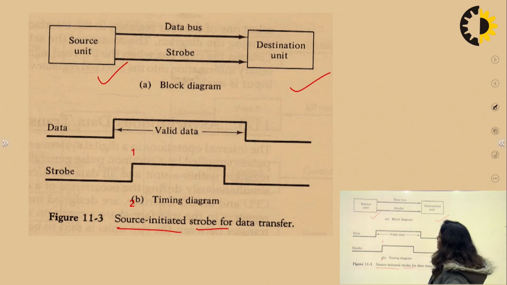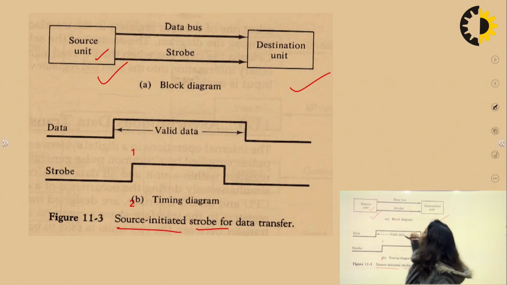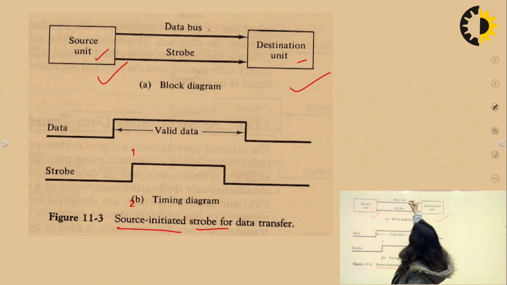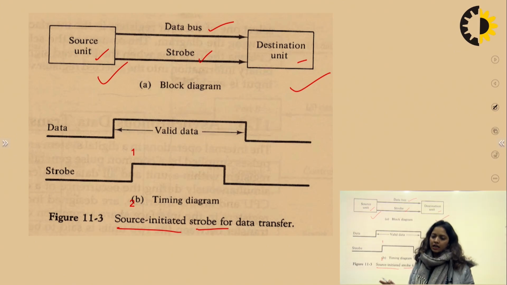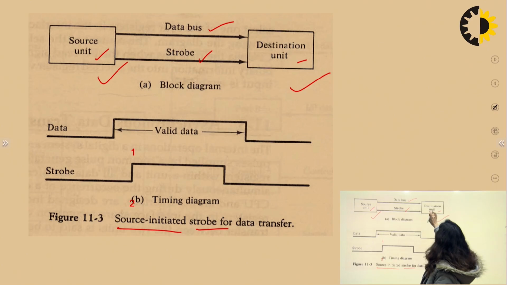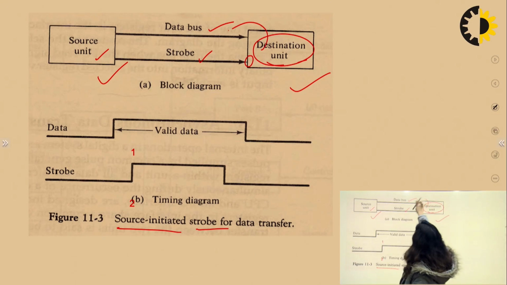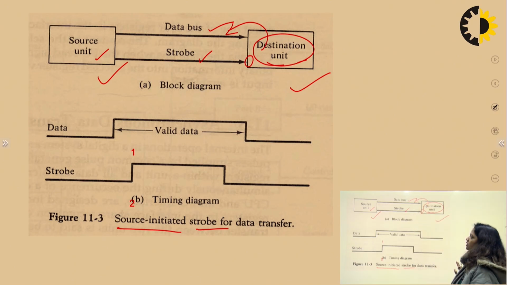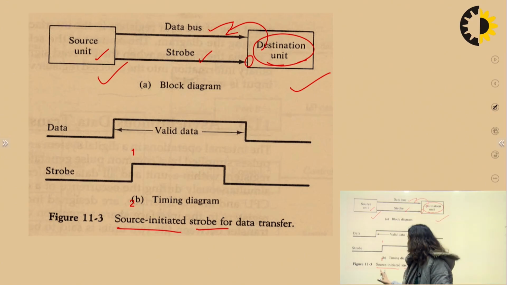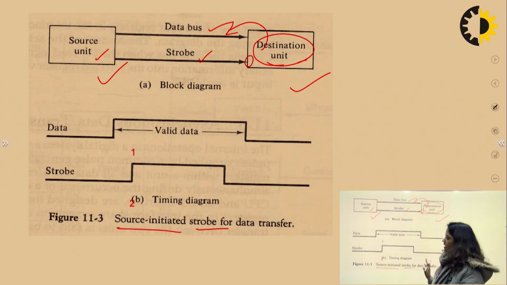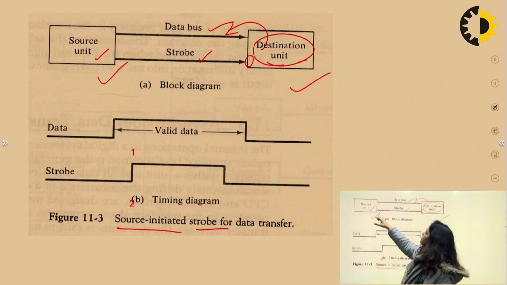In this scheme, the data transmission is initiated by the source unit. Whenever the source unit wants to send data to the destination, it puts the data on the data bus and then puts the strobe signal in high mode. When it is high, the destination unit receives this signal as an indication to receive the data from the data bus. The data available on the data bus is valid, and it starts receiving the data. So it is source initiated strobing for data transmission.